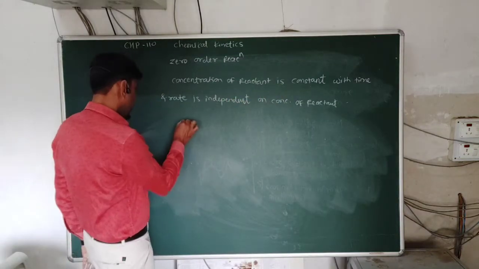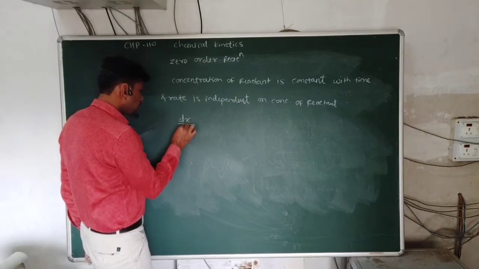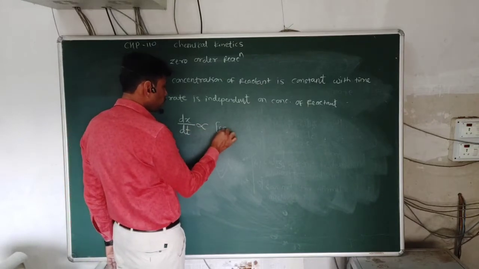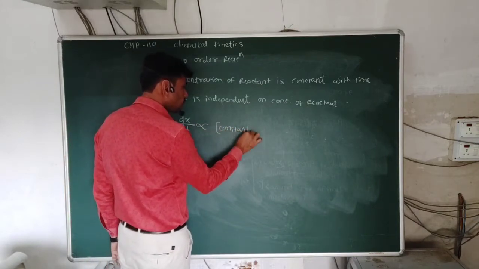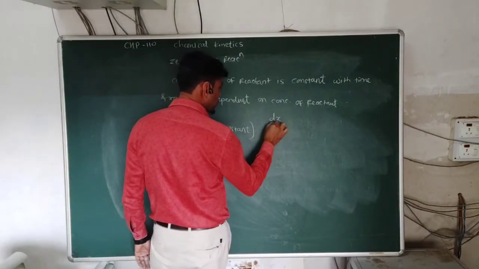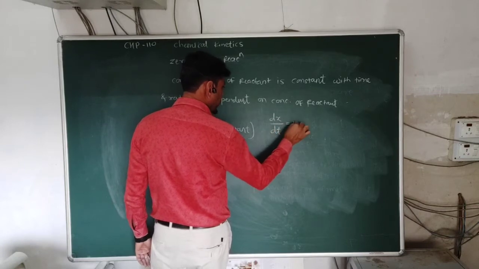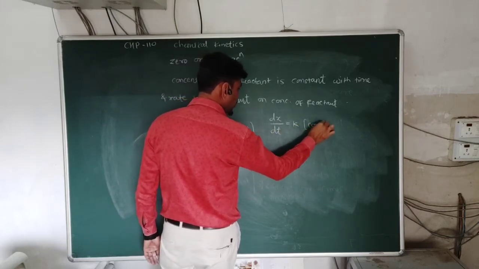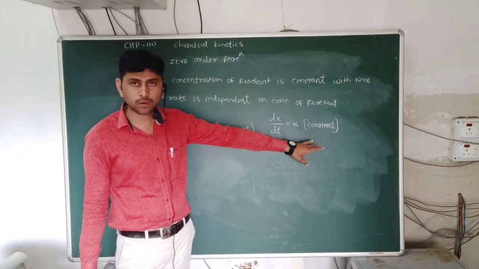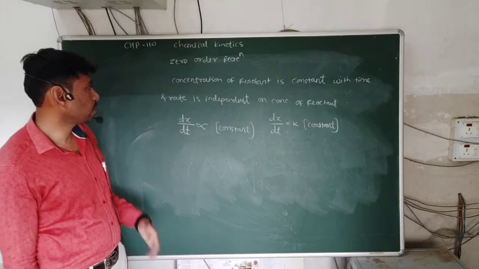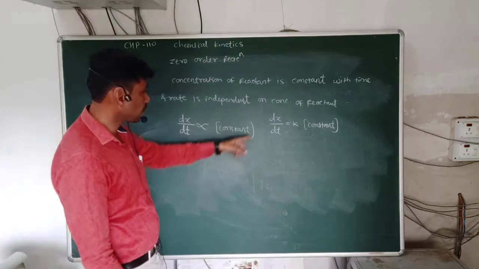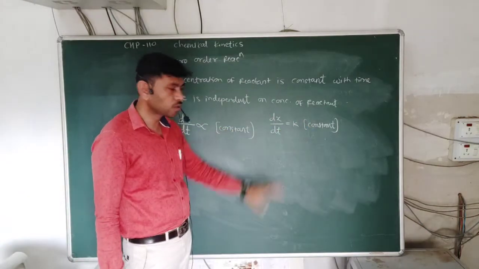So see here, reaction rate. dx by dt indicates the rate of reaction, which is proportional to the constant term, because reactant concentration doesn't change here. So if concentration doesn't change, then we can write dx by dt equal to k into constant term. So concentration remains constant for zero order reaction, and the rate of reaction is equal to k into constant.